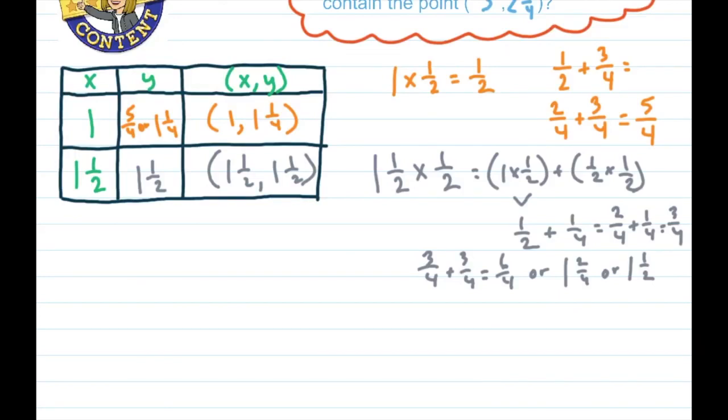All right, I would like you to do a quick think. Would the line for this rule contain the point 3 and 2 and 1/4? So I'd like you to pause the video, do your quick think, and when you have your answer, press play and we will keep going. Awesome thinking. I noticed that you said it would contain that point. And that's because 3 times 1/2 is 3/2, and 3/2 plus 3/4 is equal to 9/4, which would then be 2 1/4. Great job.